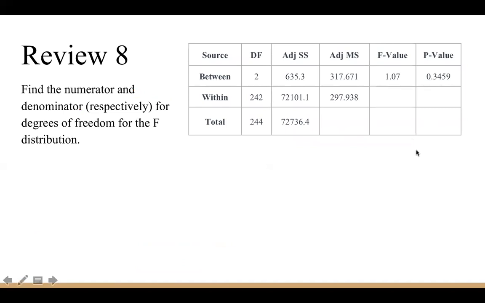Okay. So that went by pretty quick. We're just going to go into our first review question here. So find the numerator and denominator degrees of freedom for the F distribution.